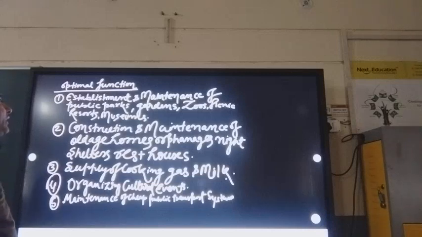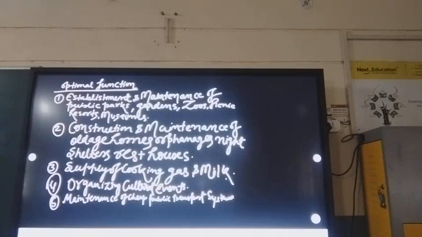Next is construction and maintenance of old age homes. You know very well, construction and maintenance of old age homes, orphanages, night shelters, rest houses. Clear? Next is supply of cooking gas and milk. These are optional functions of the municipal corporation.